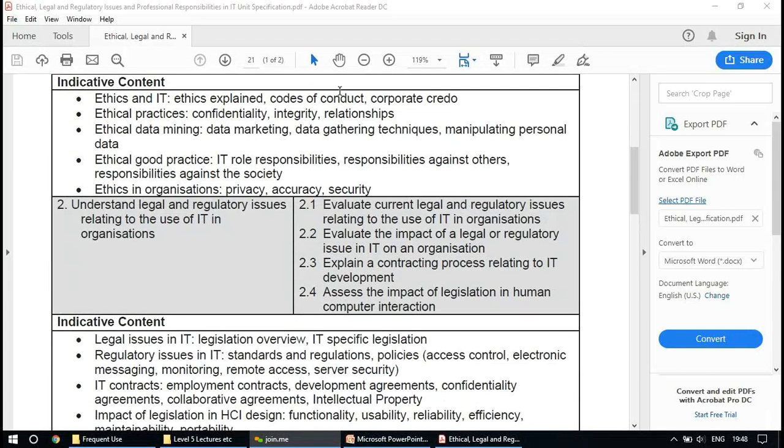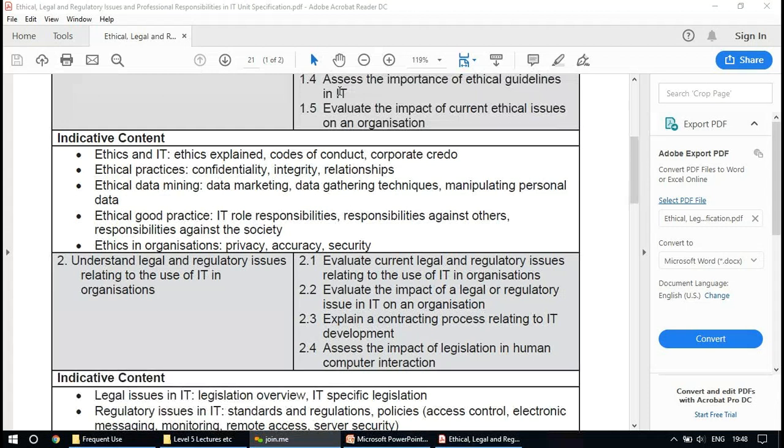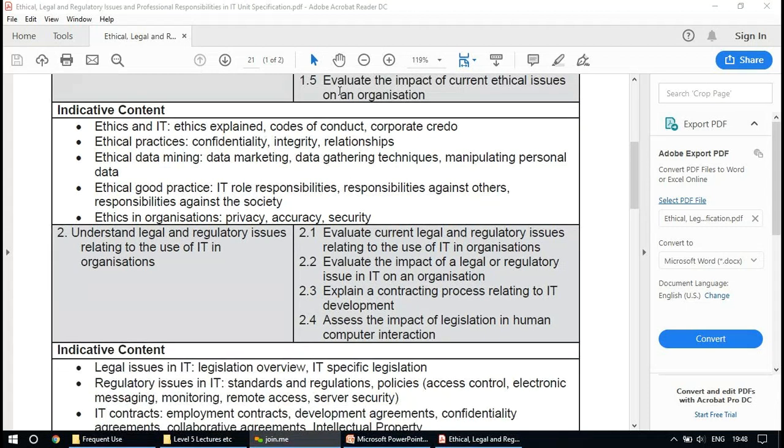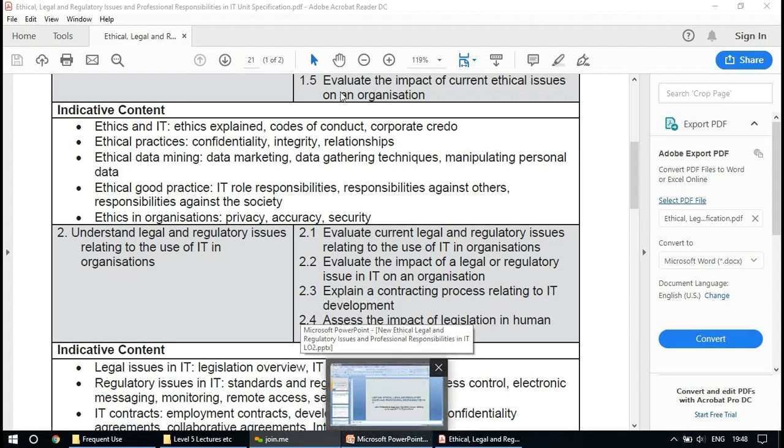So can I ask the difference between the ethics and legislation and the regulation? Okay, yeah, so work ethics are things like you turn up on time, you get the job done. IT ethics is things like sticking to the Data Protection Act, making sure that you keep your data safe? No, I'm not sure then. We did, yeah, last time.